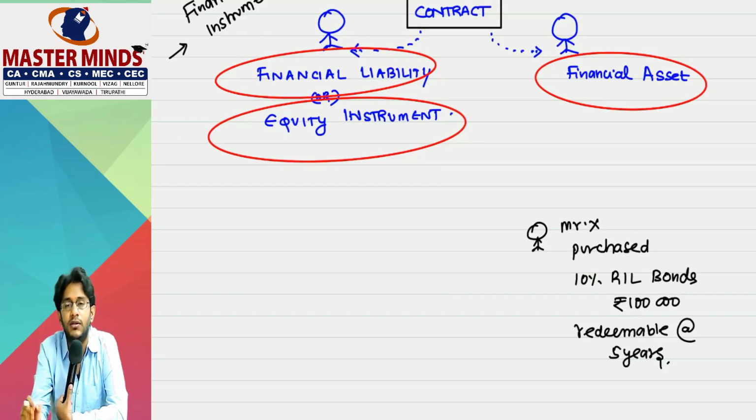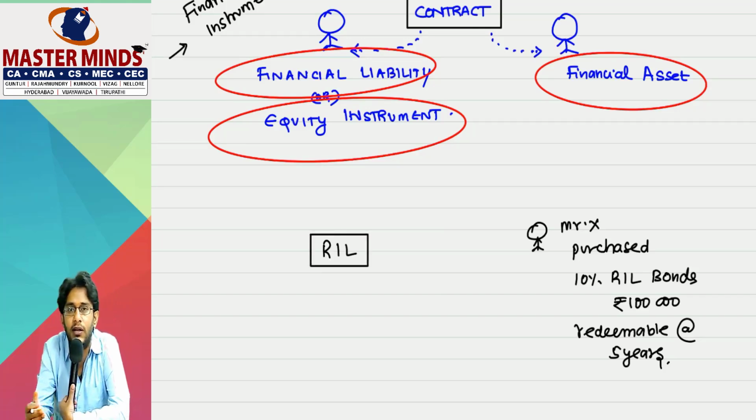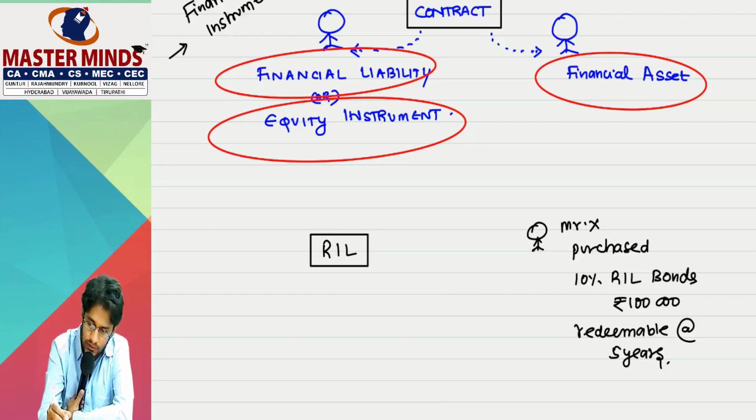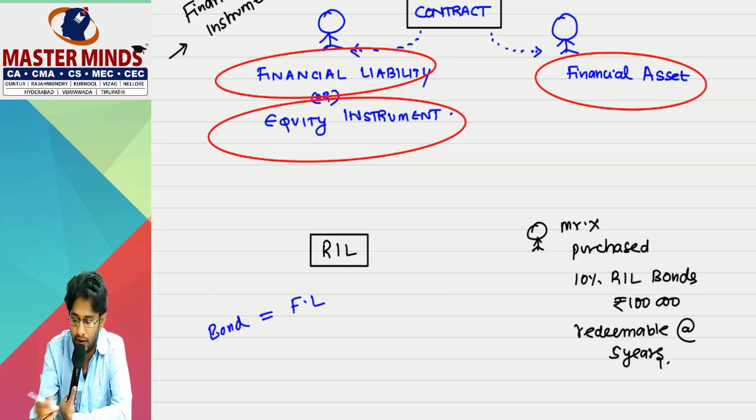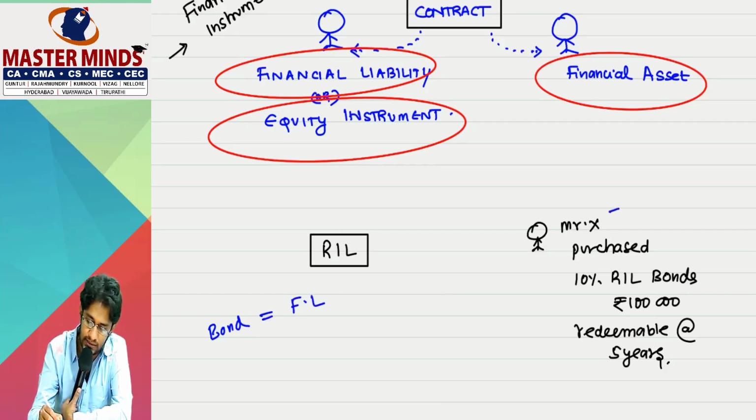Now, this fellow bought a bond. Because he bought a bond, from Reliance Industries' point of view, this company has an obligation to pay this money back to the holder or the investor. So for Reliance Industries, this particular bond is a financial liability. But for the investor, he has a right to collect cash from the company. This right results in a financial asset.